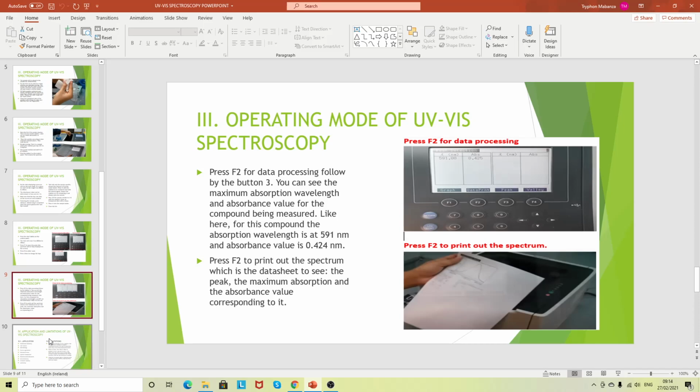You can see the maximum absorption wavelengths and absorbance value for the compound being measured. Like here, for this compound, the absorption wavelength is at 591 nanometer and the absorbance value is 0.424. Press F2 again to print out the spectrum, which is the data sheet to see the following data: the peak, the maximum absorption, and the absorbance value corresponding to it.